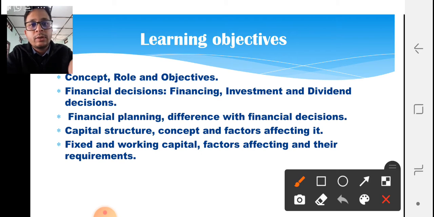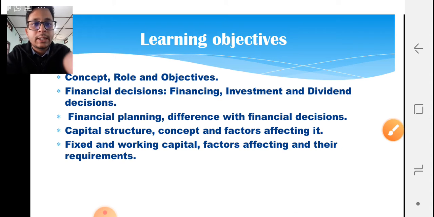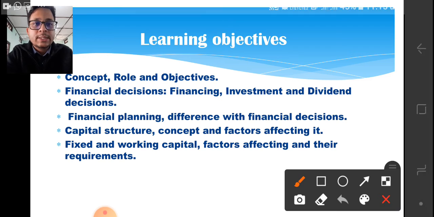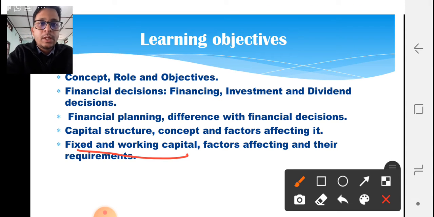And last, we'll be discussing the concept of fixed capital and also working capital. Fixed capital is the amount of capital that will be required by a company for more than a period of 1 year.